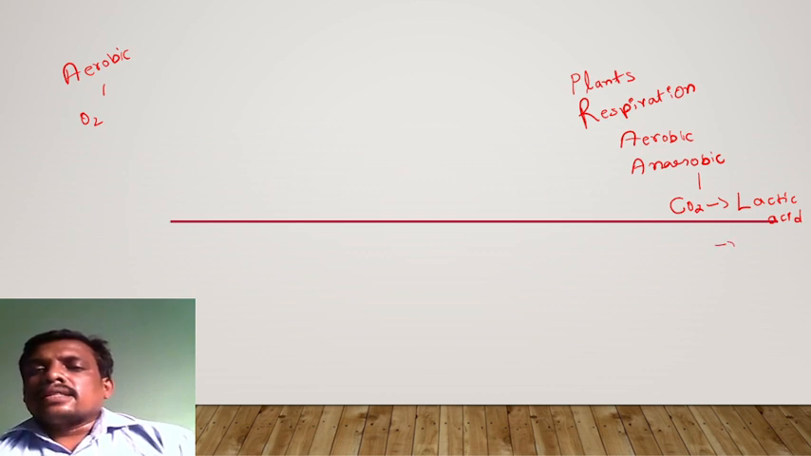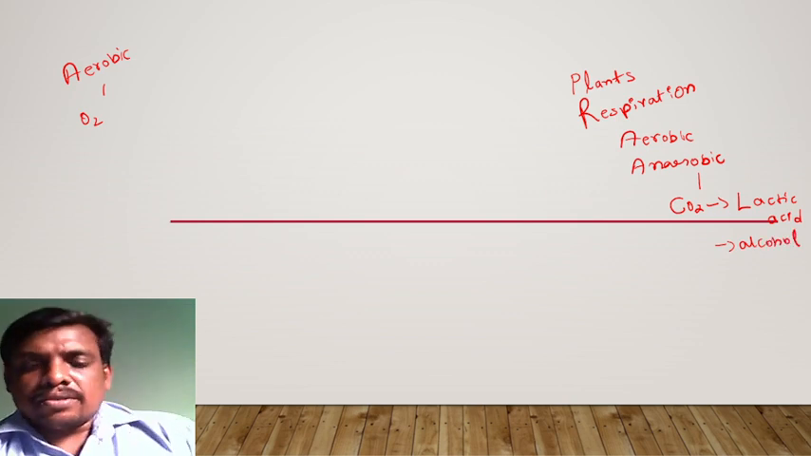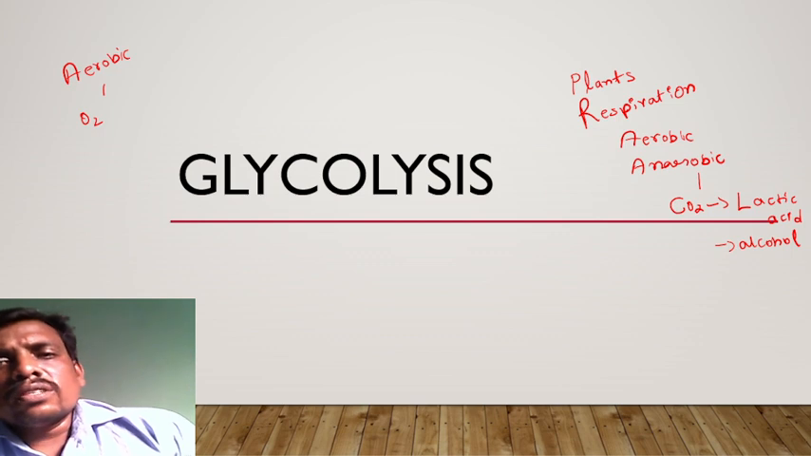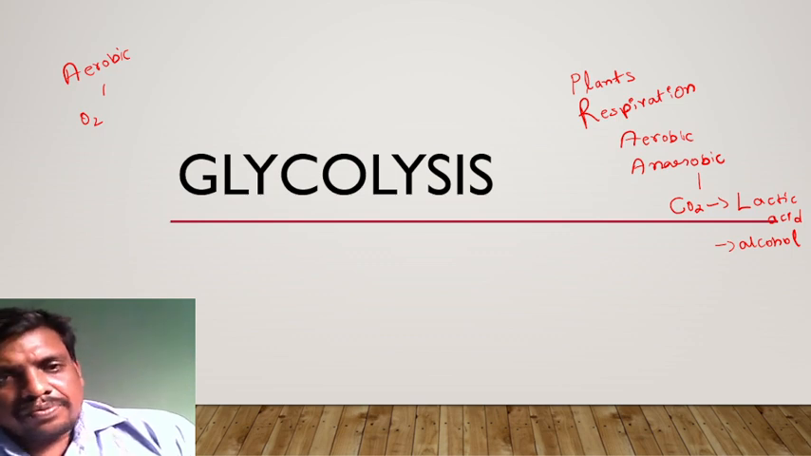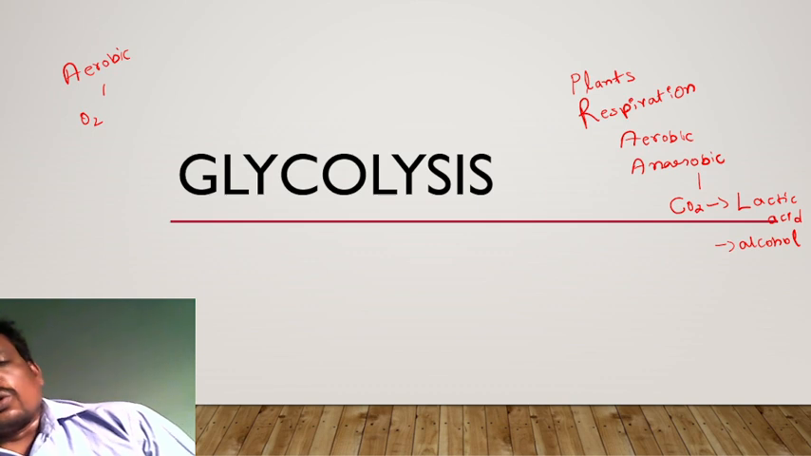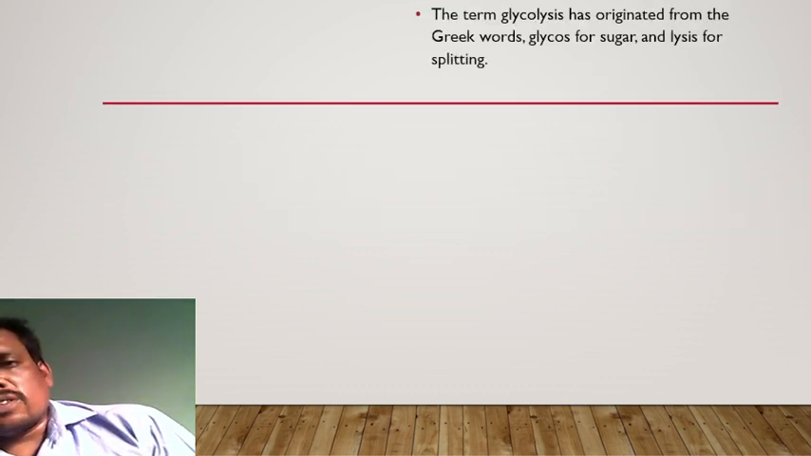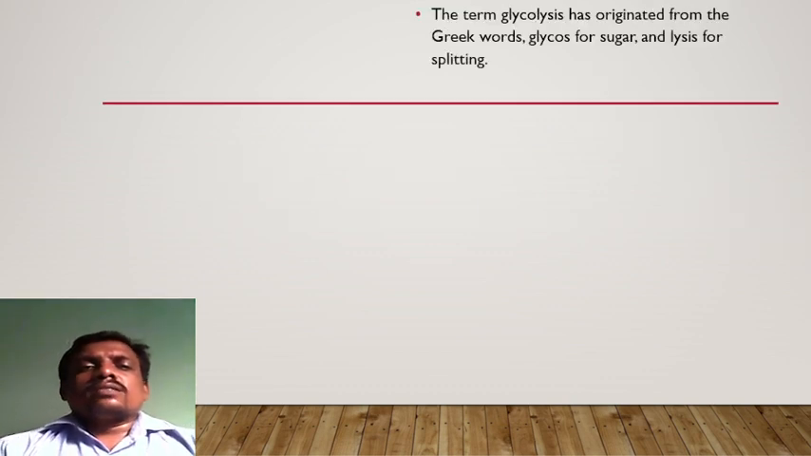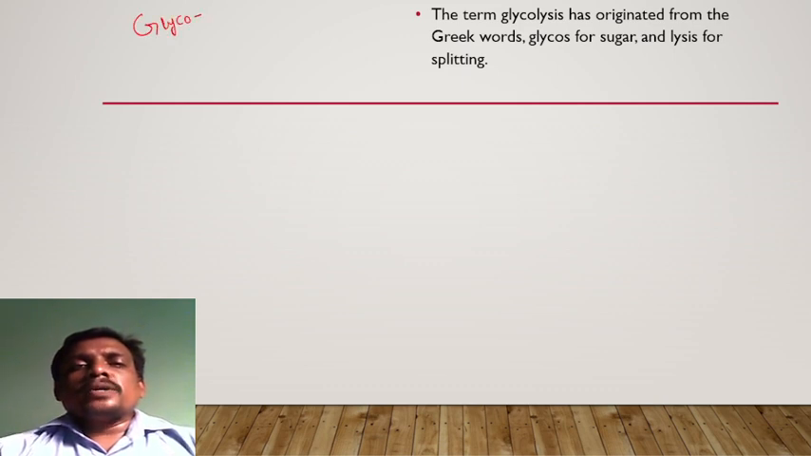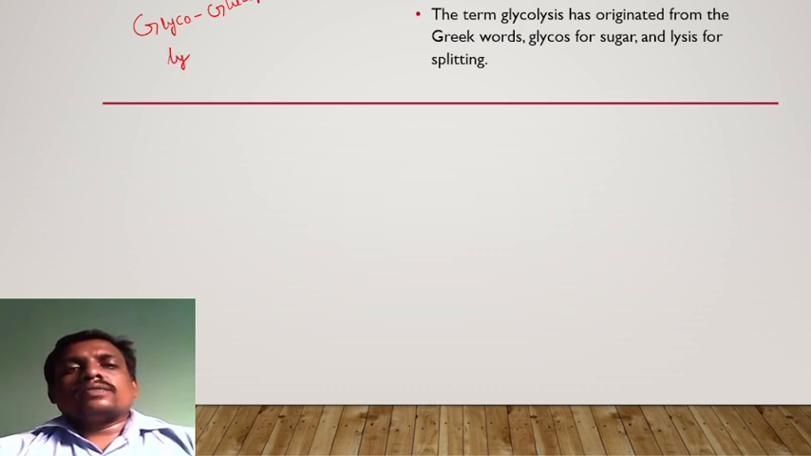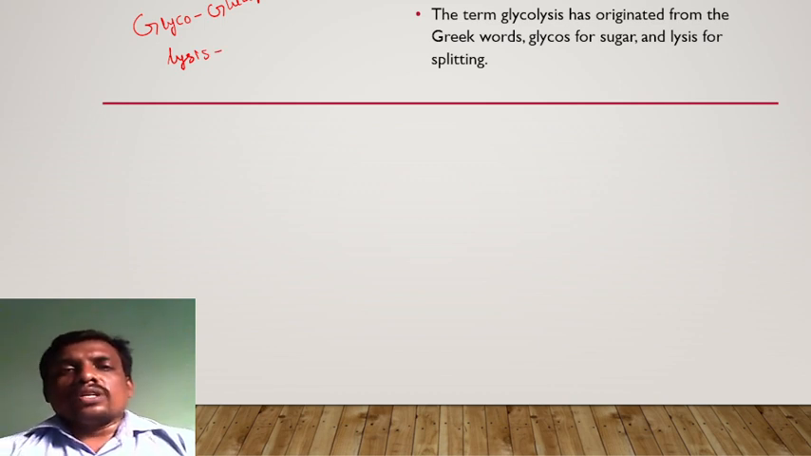And ethyl alcohol in case of plants generally appears. Among this, what is glycolysis? Okay. So, glycolysis is a complex process. The term glycolysis: glyco, which is a Greek word which means glucose, lysis, which means breakdown of glucose or sugar. So, glucose is nothing but a kind of sugar, right?